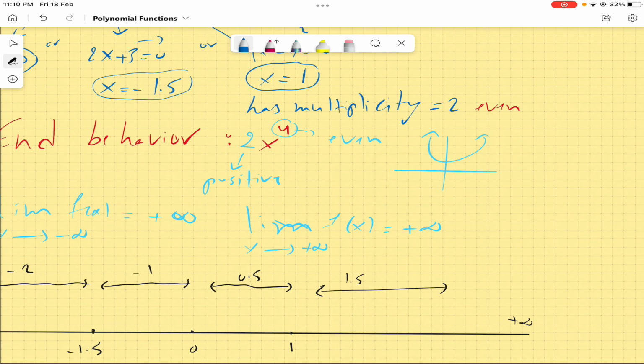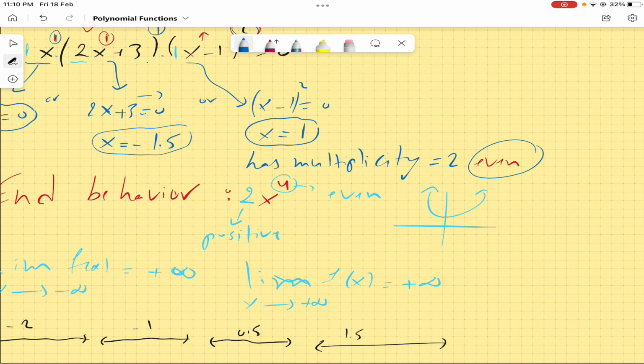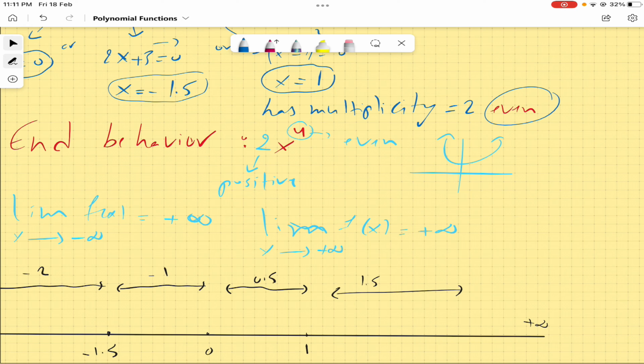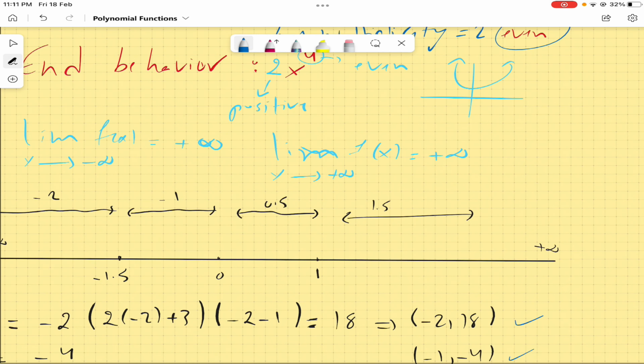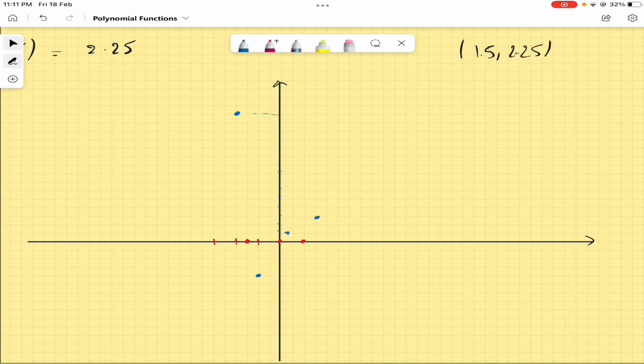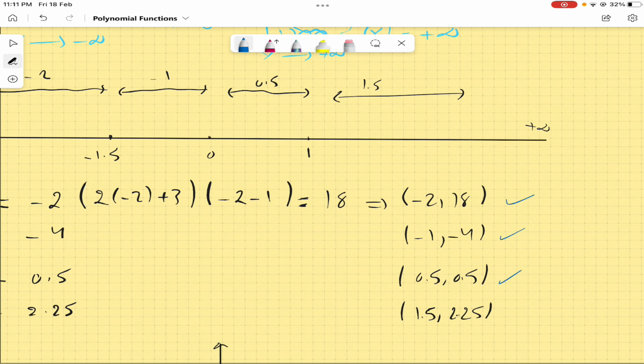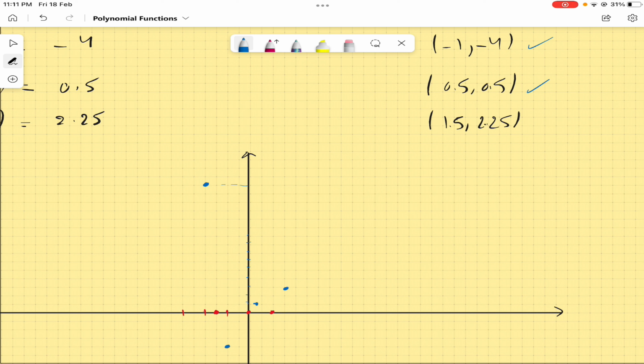And before you start graphing, remember this information. The graph is tangent at x equal 1. And from the end behavior, we mentioned that both arms are going up. So to the left, passing through 0, and this is 1, tangent, and then goes up.